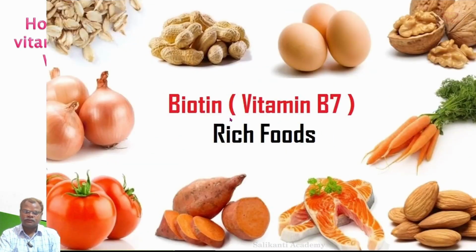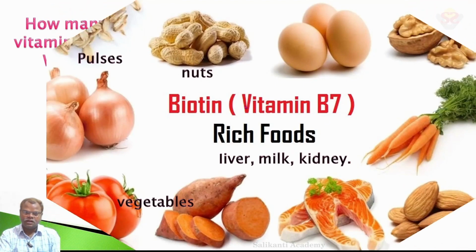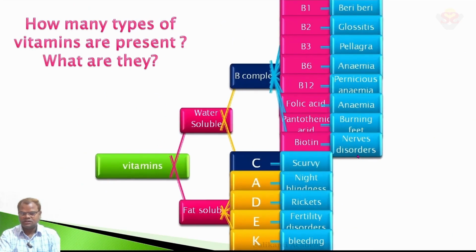Major source of biotin. This vitamin is also called vitamin B7. Biotin rich foods are these: pulses, nuts, vegetables, liver, milk, kidney, eggs, fish, and all these are rich in biotin. Lack of biotin causes nerve disorders.